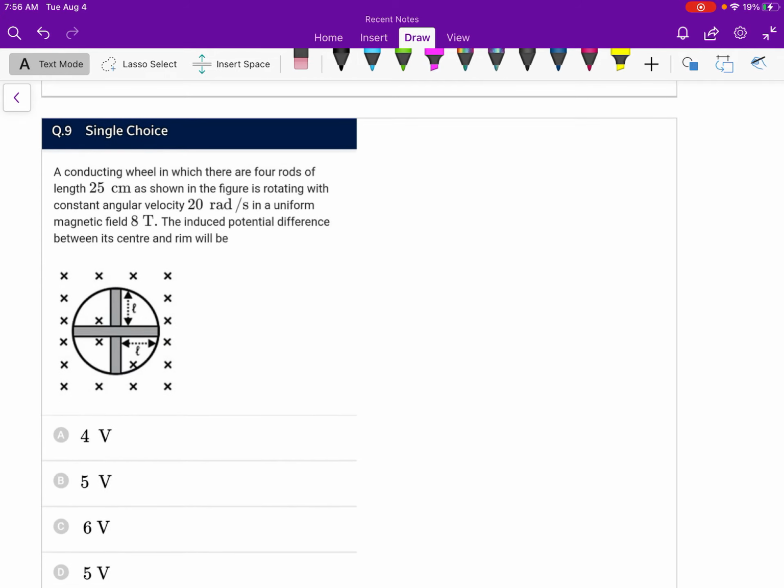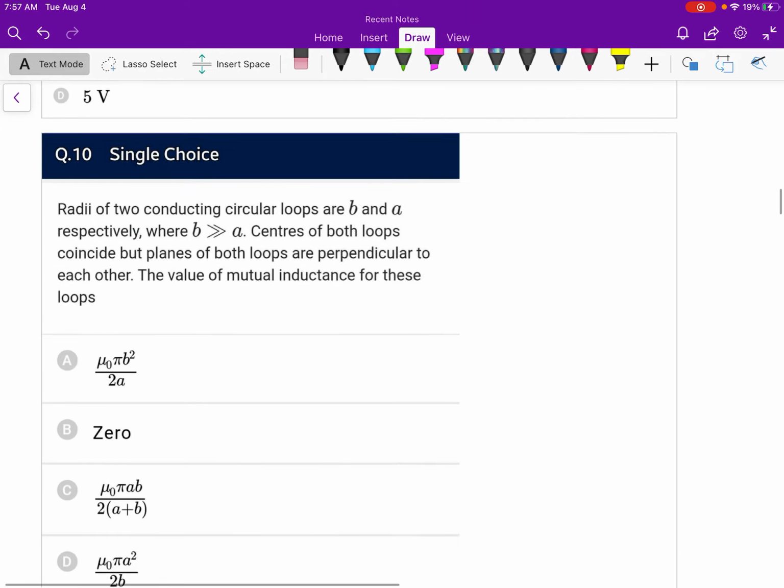A conducting wheel rotates with omega. The induced potential difference between its center and the rim: the 4 rods will have the same potential and will be in parallel. So the induced EMF between the center and rim in each rod will be E, but these rods are in parallel, so the equivalent EMF will be the same as E. E is B omega L square by 2. B is 8 Tesla, omega is 20, L square is 1 by 4 into 1 by 4 meter, which is 1 by 16, divided by 2. So this is 8 into 20 into 1 by 32, which is 5 volt. So 5 volt is the correct answer.